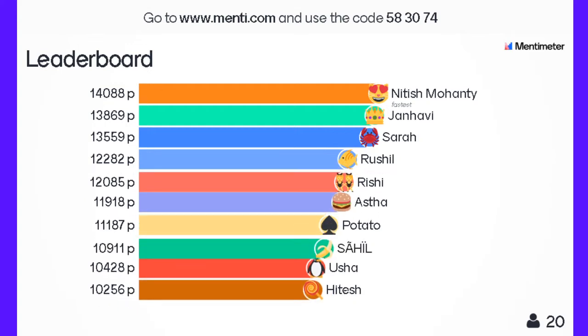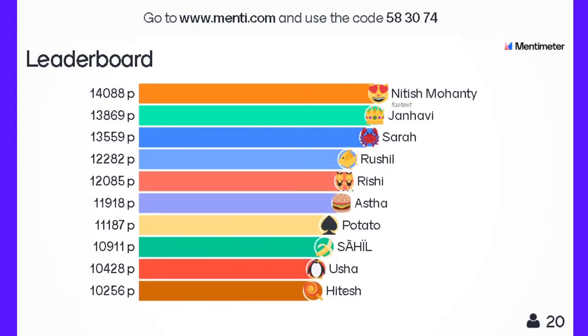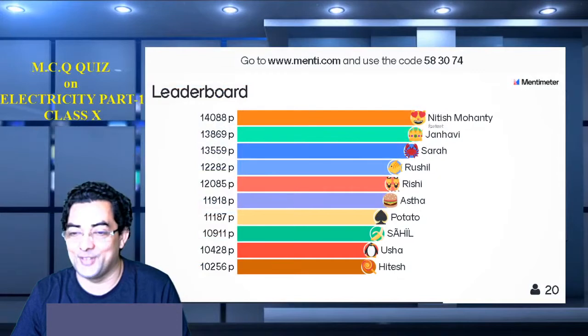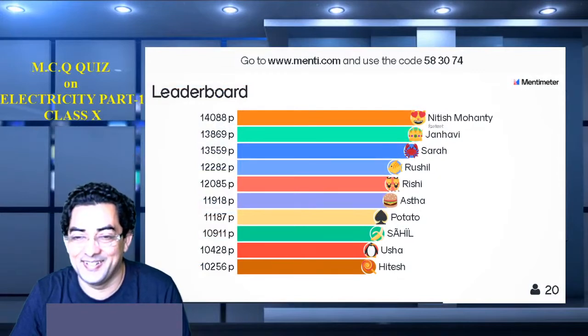Okay, so we have still got Nitish on top with fastest finger, followed by Janvi, followed by Sara. Rushil, Rishi, okay, double R, Rushil and Rishi, 2 guys moving up. Well done guys. Asta followed by Potato, then Sahil moving up, Hitesh is also. So you've got a lot of boys coming up now. Come on girls, buck up. This is not good, okay?